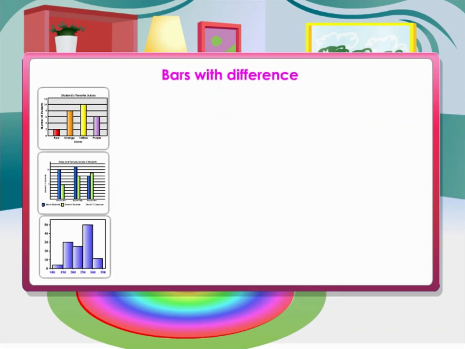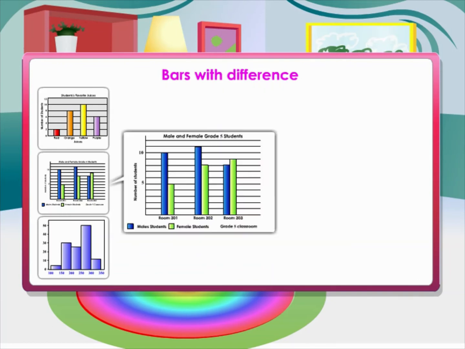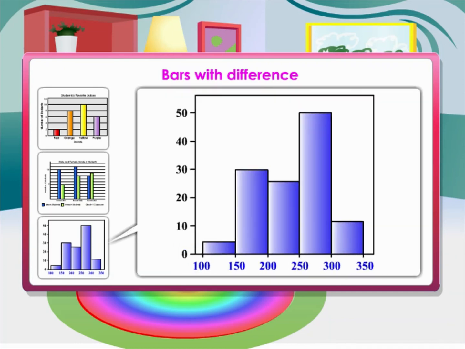Bars with difference. In your previous class, you have learned bar graph and double bar graph. Here let us discuss histograms. In bar graph and double bar graph, there is a gap between two successive bars. But in histogram, there is no gap between the two successive bars. Now let us learn how to construct a histogram.